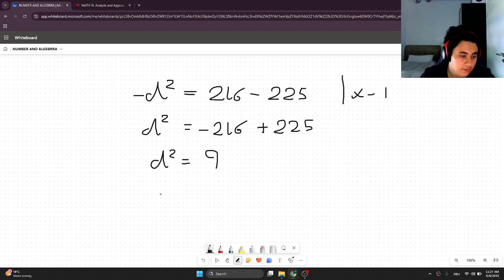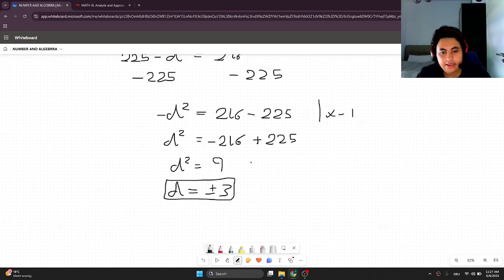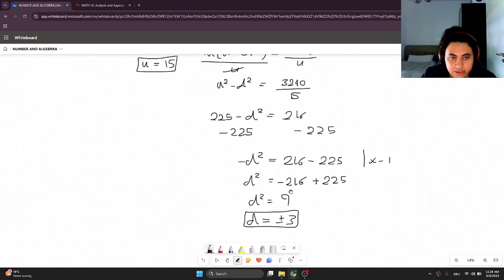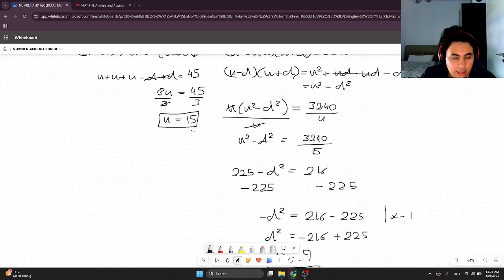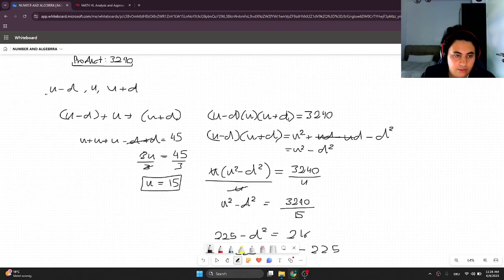Of course, we're going to take the square root of both sides. So d is equal to plus or minus 3. So now we found d. So d is plus or minus 3. Now we can take this information and refer back to our term over here and apply it to our three terms of the arithmetic sequence.